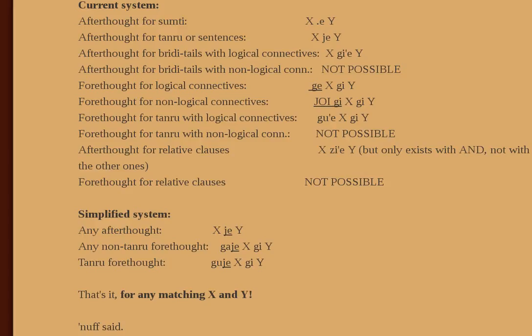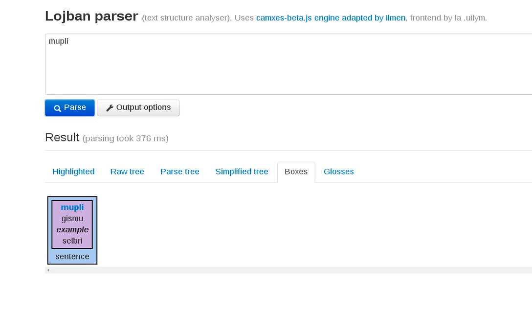Now that we write the grammar in PEG format, it's easy to write a grammar where je works for everything. So I have up here a parser. This is a recent parser. I just searched for Lojban parser, and this is the one that comes up. I guess it uses the Camxes grammar, and someone named Willem made a front end for it. Thanks Willem, thanks Camxes.